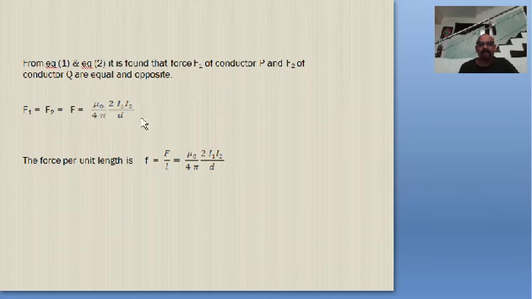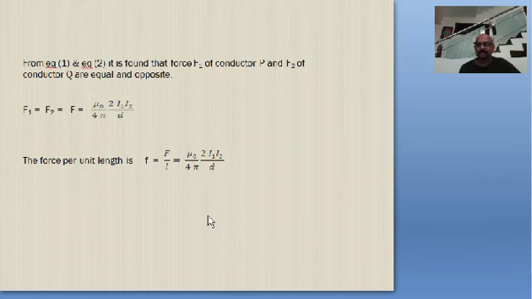The L will be there here. So the force per unit length, if you consider F divided by L, which is nothing but force per unit length, is equal to mu naught by 4 pi, 2 I1 I2 divided by d. If you cancel this 2 and 4, you will get mu naught divided by 2 pi, I1 I2 divided by d.